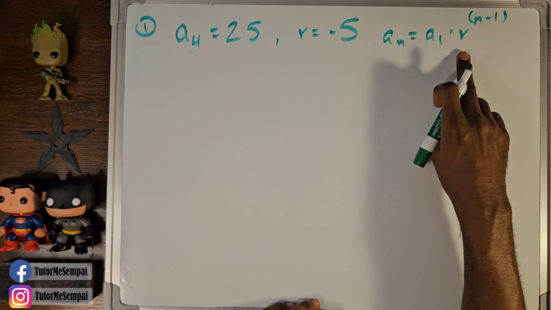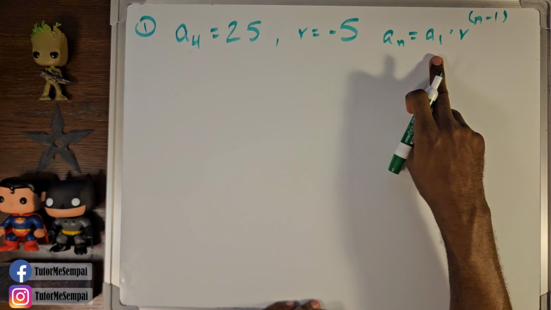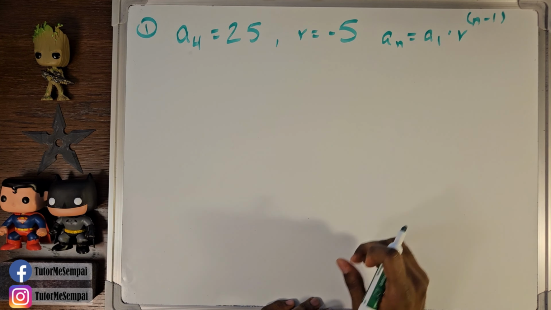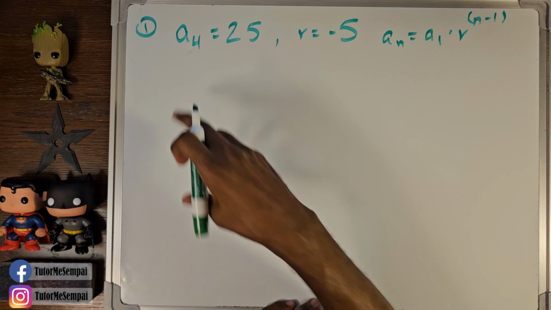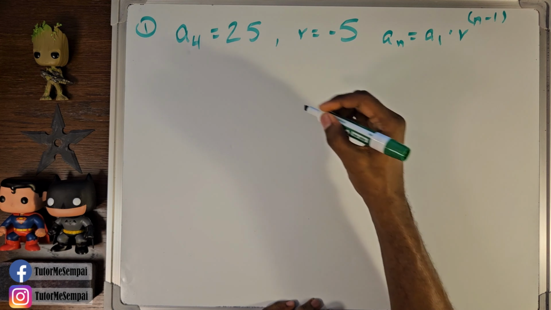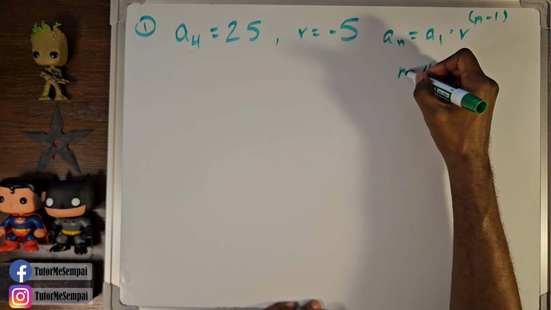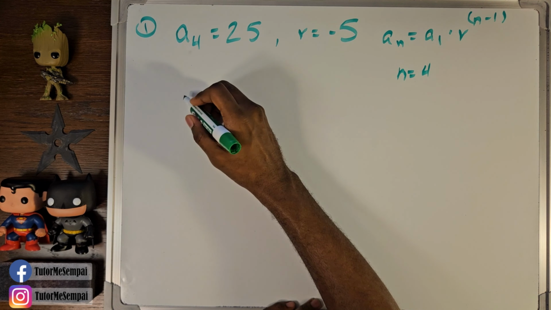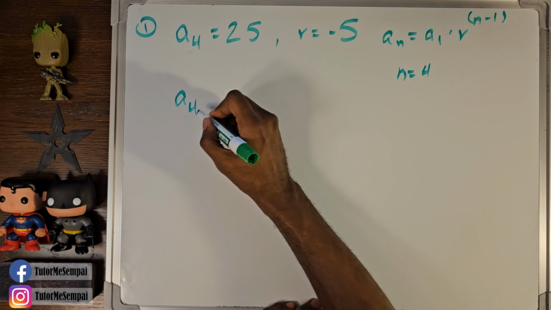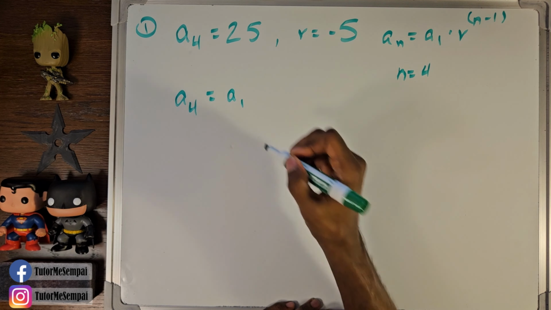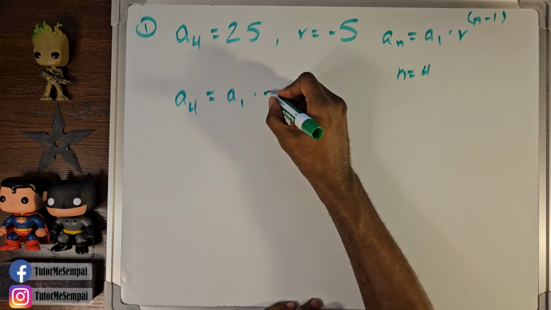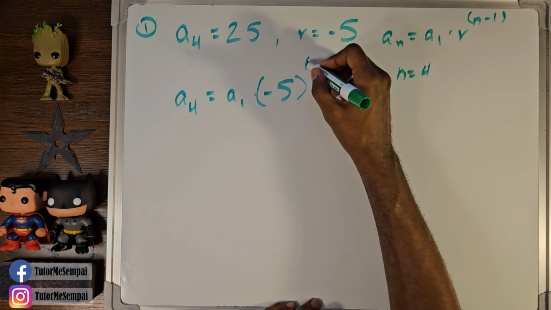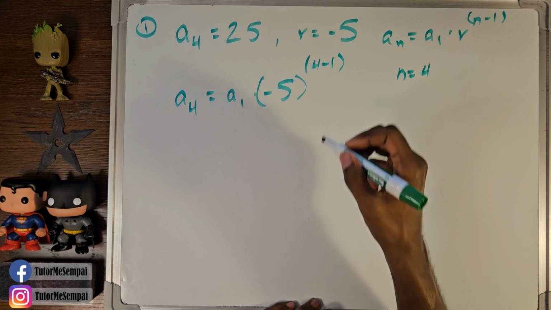So notice we already have our r, which is -5. All we're missing is an a sub 1, our first term. So let's find our first term using this formula here. So we know we have a sub 4, our 4th term. So if n equals 4, then we can write out this formula like this: a sub 4 equals a sub 1, we don't know what that is, times our -5 in parentheses, raised to the 4 minus 1 power.